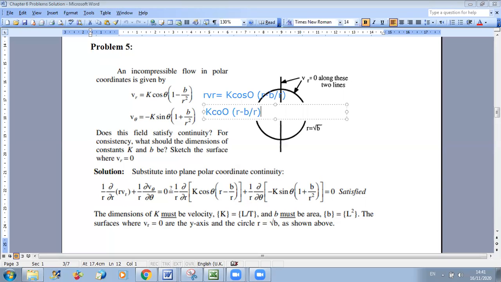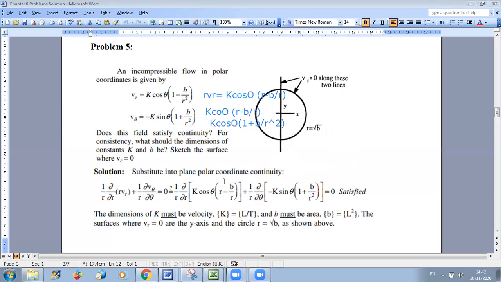Since you are deriving with respect to R, you consider that K cosine theta is a constant. So it will give you K cosine theta times the derivative of R, which is 1. And if I have 1 over R, what is the derivative? It is minus 1 over R squared. And already I have minus, so plus B over R squared. So this will be my term, K cosine theta times 1 plus B over R squared.